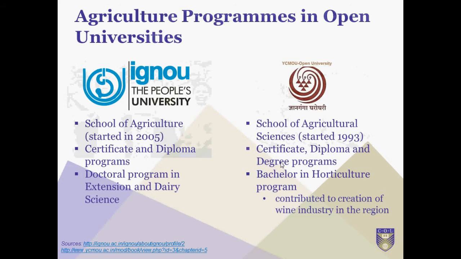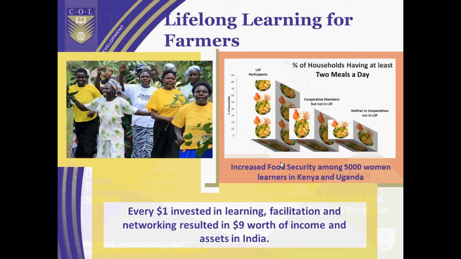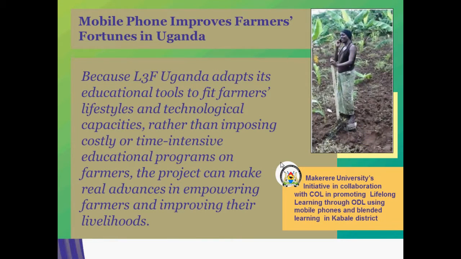Now, my own organization, the Commonwealth of Learning, helps universities to improve their extension activities. It supports a lifelong learning for farmers program in 7 Commonwealth countries in partnership with universities, mostly agricultural departments. Using basic mobile phones, women goat herders in India have generated assets worth $9 for every single dollar invested. Likewise, in Kenya and Uganda, the farmers who have taken part in this project now have access to 2 meals a day and are able to send their children to school.